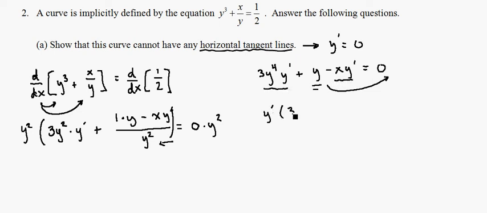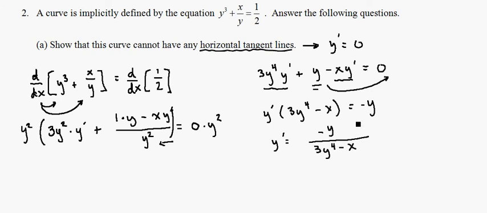I'm going to save a little bit of time here. I think that you're probably at a level of algebraic sophistication that you're going to be okay with that. And then I'll find that y prime is negative y divided by 3y to the fourth minus x. So far so good, and no contradiction yet either, right? I'm trying to show that the curve doesn't have horizontal tangent lines, and I'm going in with the mentality of, let's assume that it does, and find a contradiction.